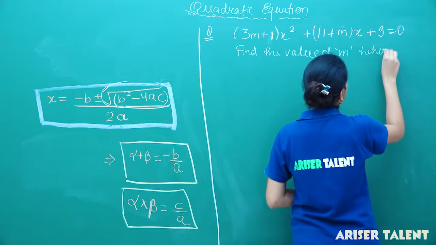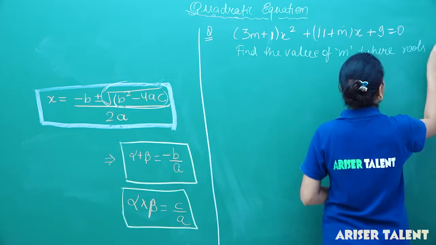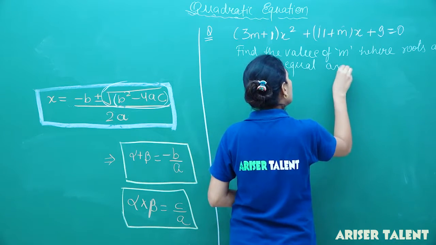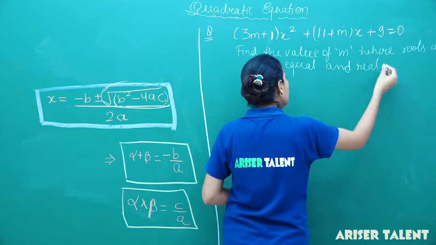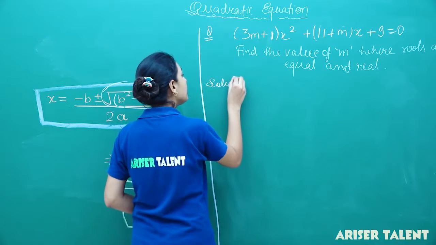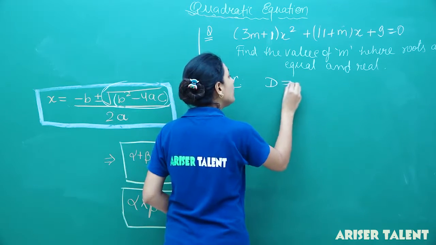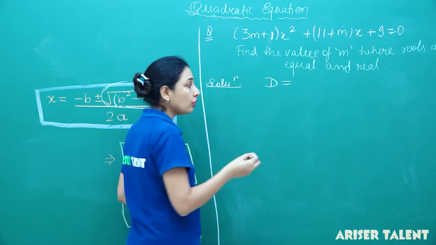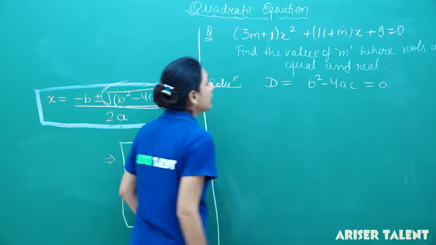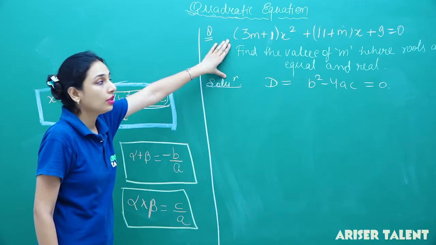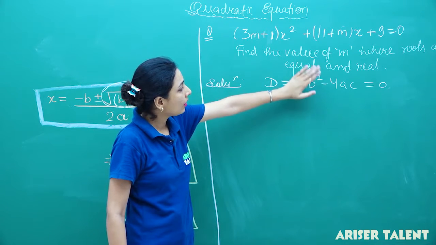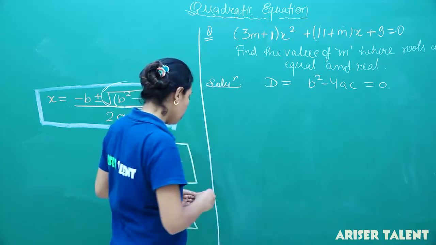where roots are equal and real. Now if the roots are equal and real, what it is telling us is that in the given condition, the value of D, which is b square minus 4ac, should be equal to 0. Now if you compare this equation, you have to find out the value of m. Okay, you have to check.